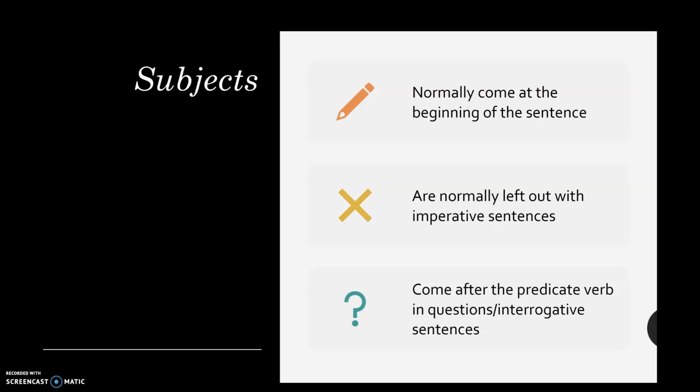So in a declarative sentence, you might say, the boy does his homework. The boy is the subject, does is the verb. In an interrogative or question, you would say, can the boy do his homework? Can is your verb, and then you get your subject, the boy, after that.